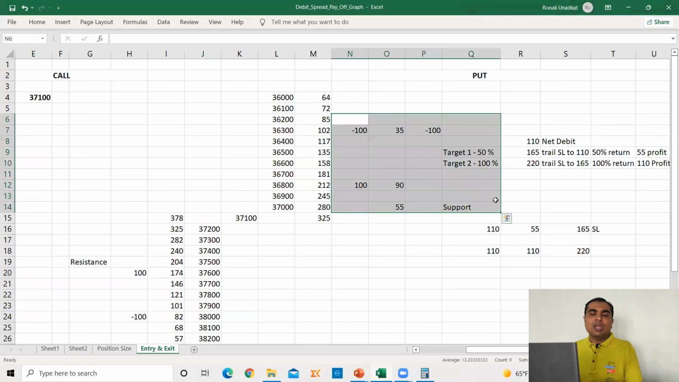So yeah, that's all about the debit spread, guys. Entry, exit, adjustment and position size. I hope this video will be helpful to you in your trading.